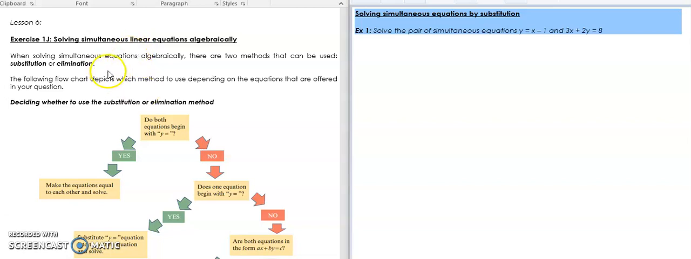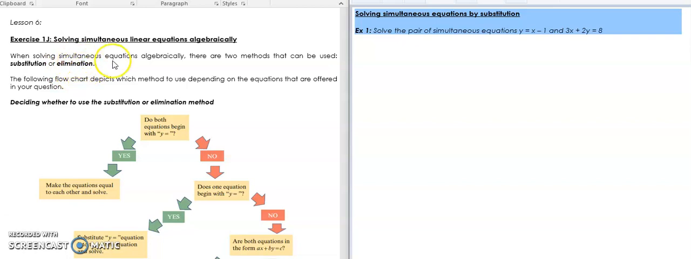So when solving these simultaneous equations, there are two methods. One method is called substitution and the other one is called elimination. Substitution is easy, elimination is tricky. We don't have to look at the elimination process, it's not within the syllabus, but if you decide to do General Maths Units 1 and 2 in year 11, you will need to learn this, okay?